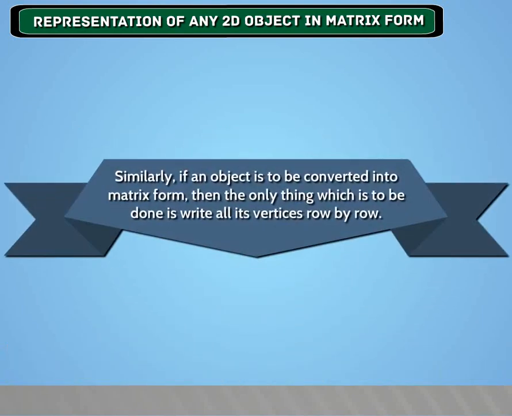Similarly, if an object is to be converted into matrix form, then the only thing which is to be done is write all its vertices row by row.